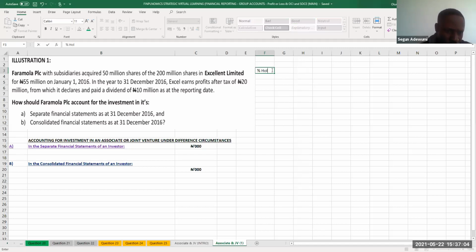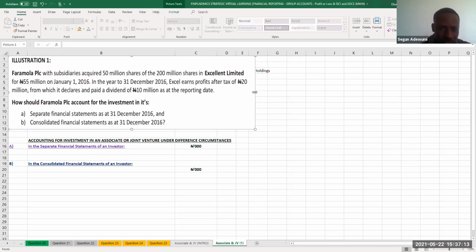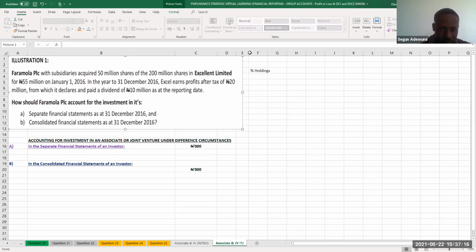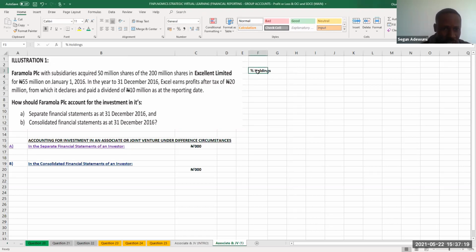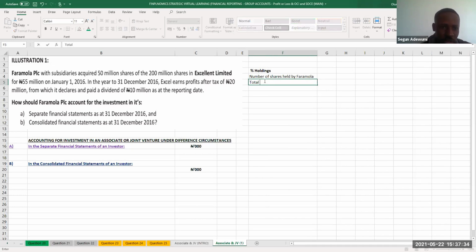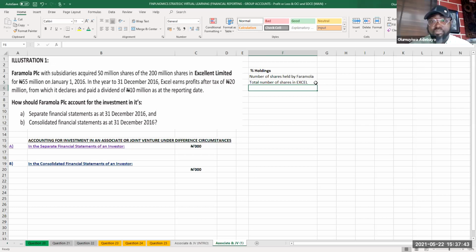But when we talk about the consolidated financial statement, we are going to use the equity methodology. We are first going to recognize the fair value of the investments of 55 million naira, and we are going to add to it the share of profits based on the percentage shareholding. We are going to deduct from it the 10 million naira dividend to arrive at the amount we are going to recognize in our balance sheet as the value of the investment.